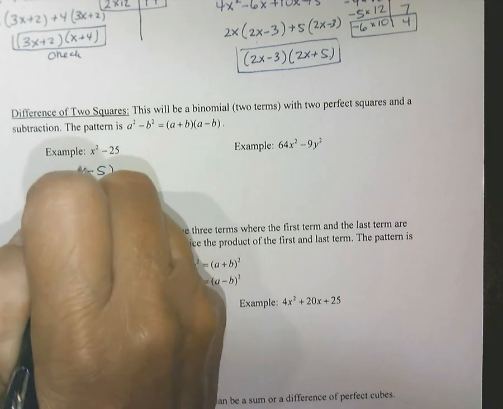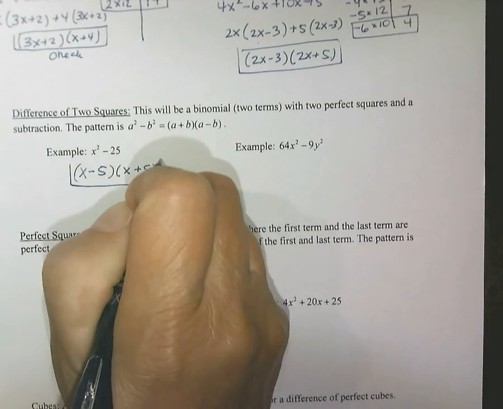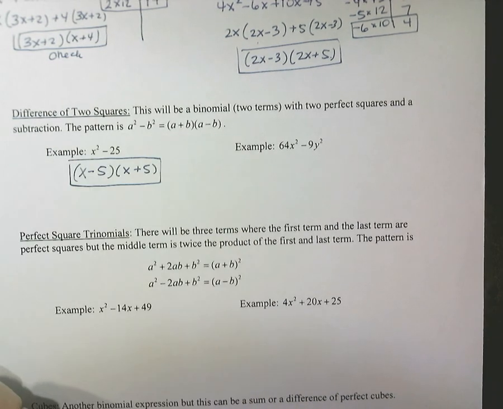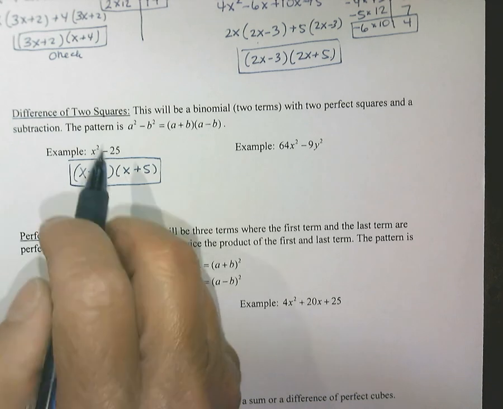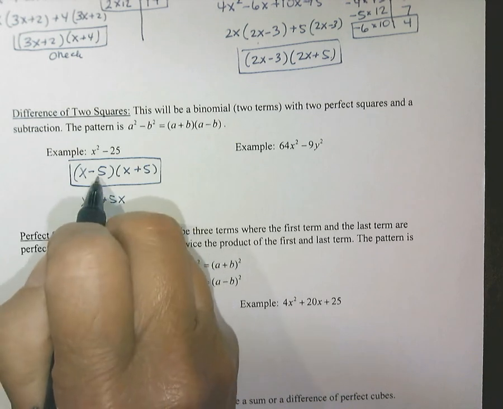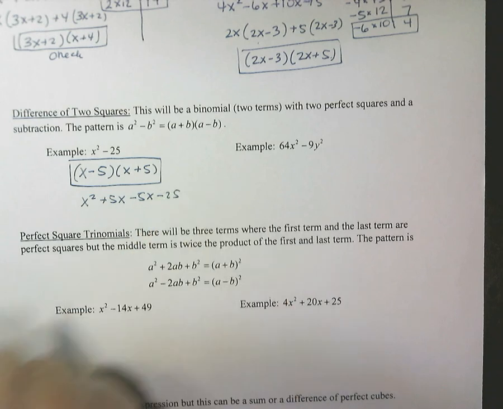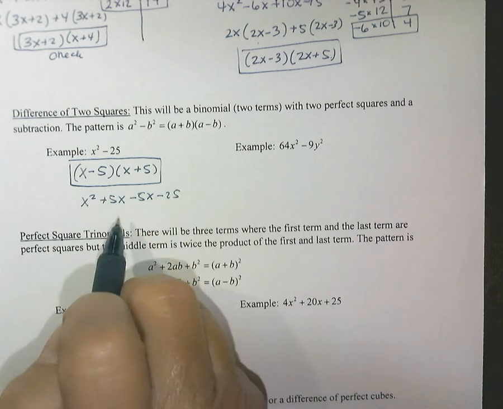Out of habit, I almost always put the minus sign first. Every once in a while I try not to do that. It's just habit for me. So when I check this, x multiplied by x is x squared plus 5x minus 5x minus 25. It's kind of like conjugates.